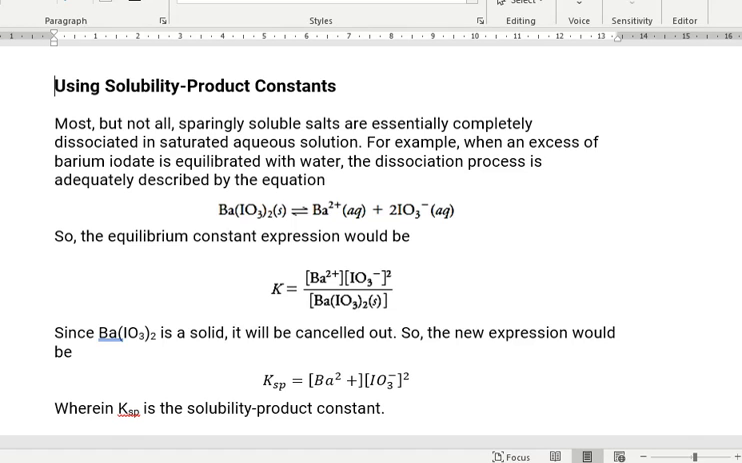Okay, so solubility product constants is mostly applicable for the type of equilibrium involved in salts. So, in dissolution of salts. So, most but not all sparingly soluble salts are essentially completely dissociated in saturated aqueous solution. Okay? So, for example, you have an excess barium iodate equilibrated with water.